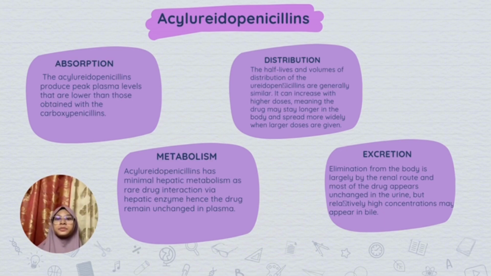For metabolism, the drug undergoes minimal metabolism in the liver, meaning it rarely interacts with liver enzymes. Most of the drug stays unchanged in the blood, reducing the risk of drug interaction. And last, elimination. Like carboxypenicillin, acylureidopenicillins are mainly excreted by the kidney, with most of the drug appearing unchanged in the urine. Some drug can also be found in bile, contributing to its removal from the body.